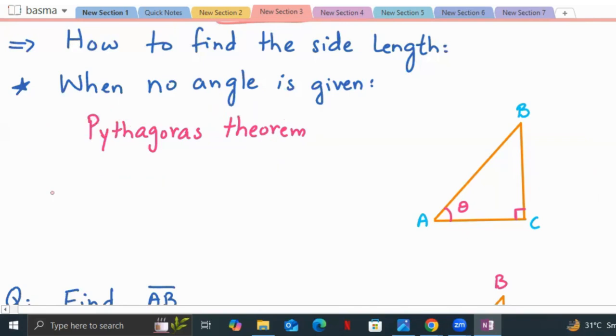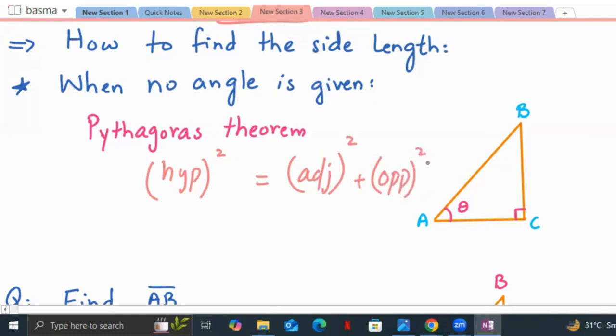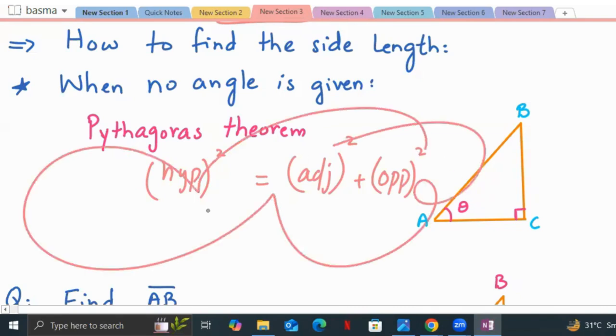What does Pythagoras theorem say? And remember, it is only applicable to the right angle triangle. So what does Pythagoras theorem say? It says that when you take the square of the longest side in a triangle, which is hypotenuse, the square of hypotenuse is going to be equal to the square of adjacent plus the square of opposite. Means the square of the longest side, which is hypotenuse, is going to be equal to the sum of the squares of the other two sides, okay? So this is the Pythagoras theorem.